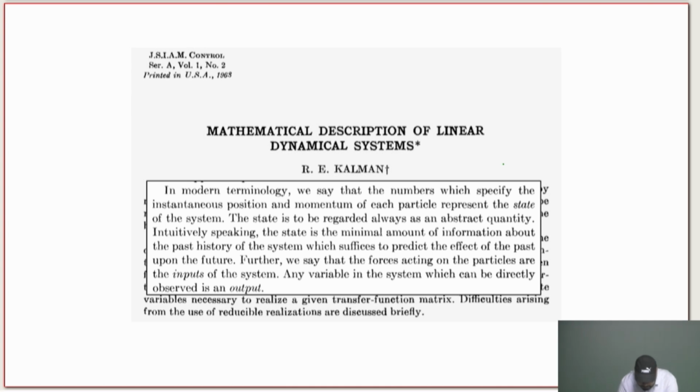Okay, so this is 1963 by the very famous Kalman, and what he proposed, one of his popular papers, are Kalman filters. So in modern terminology, we say that the numbers which specify the instantaneous position and momentum of each particle represent the state of the system. So when you look at dynamical systems, then you are looking at position, momentum. The state is to be regarded always as an abstract quantity. So this is something we should keep in mind when we solve dynamic programming problems. State will be treated as an abstract quantity. Whatever is useful for me to make decisions in the next time will be a state for me.